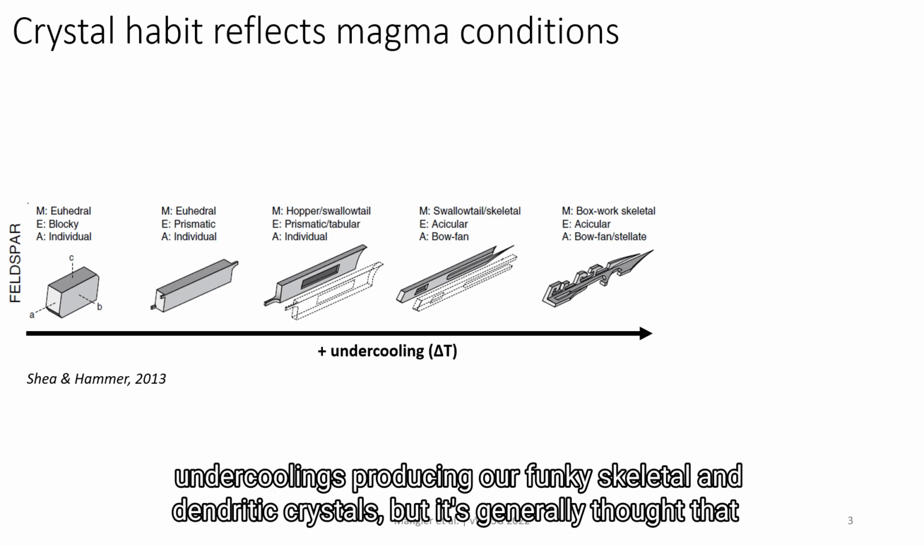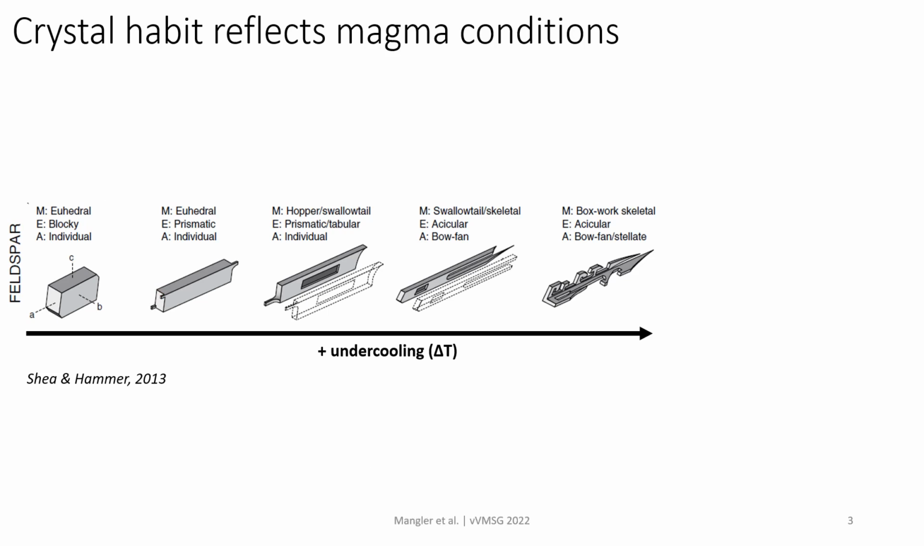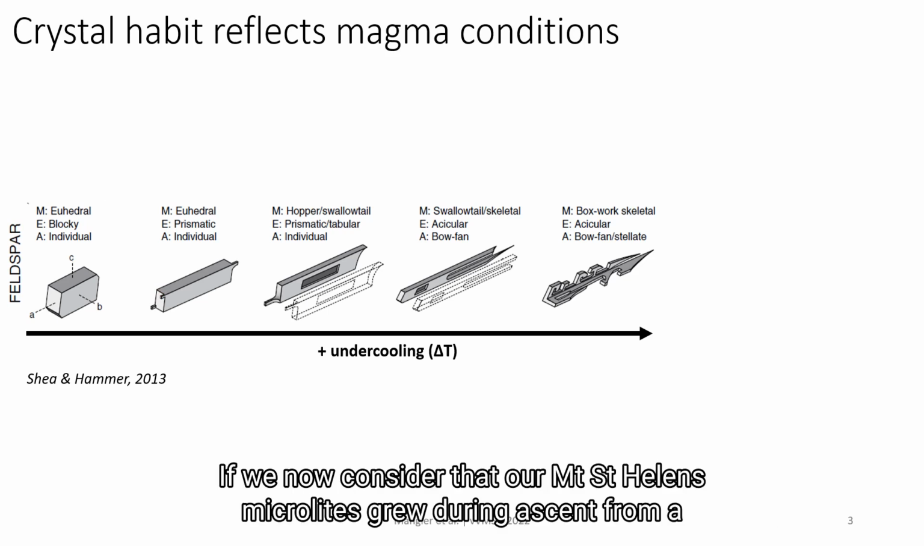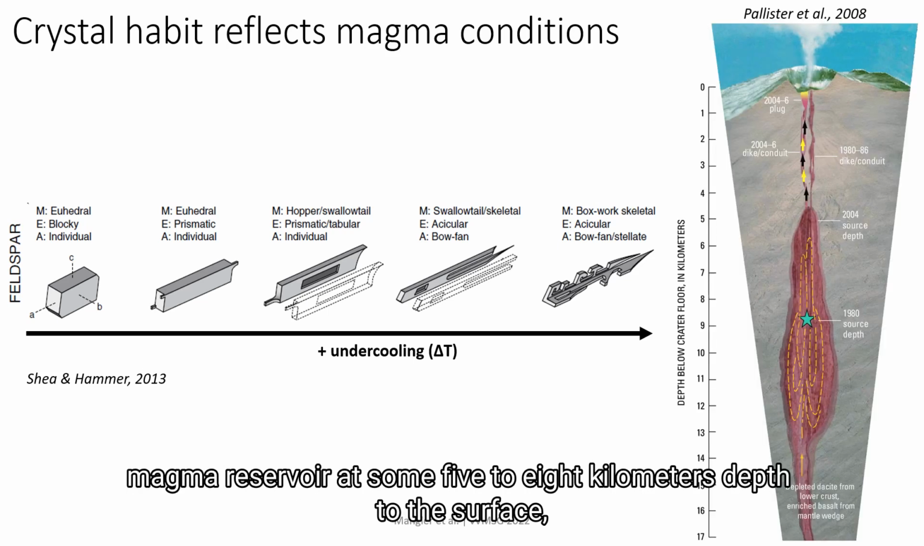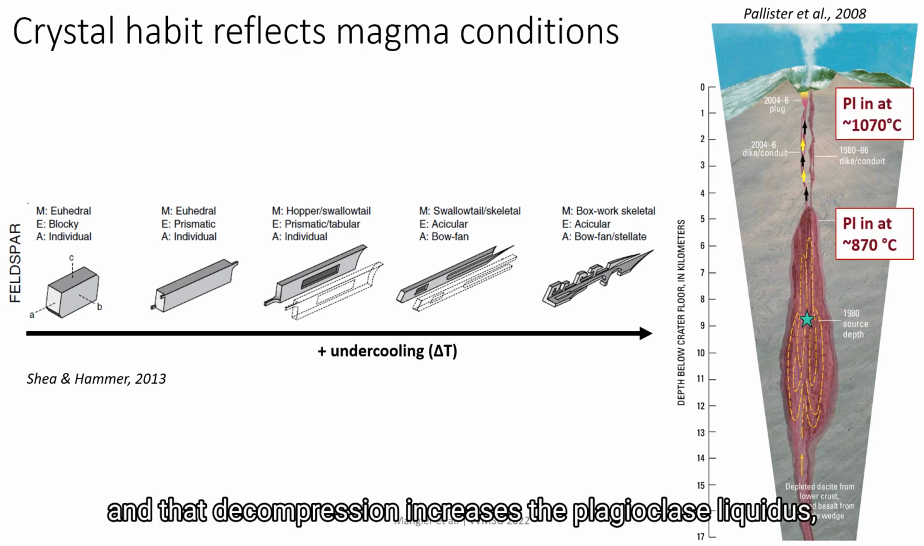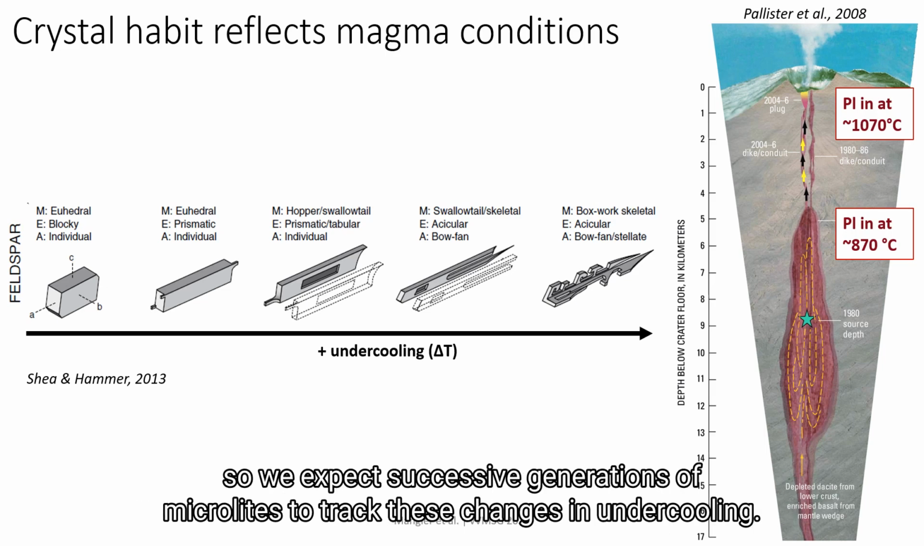But it's generally thought that this trend is also true at lower undercoolings, where we may have variations in growth mechanisms. If we now consider that our Mount St. Helens microlites grew during ascent from a magma reservoir at some 5 to 8 kilometers depth to the surface, and that decompression increases the plagioclase liquidus, we can imagine that this decompression will produce rapidly changing and generally increasing undercoolings. So we expect successive generations of microlites to track these changes in undercooling.